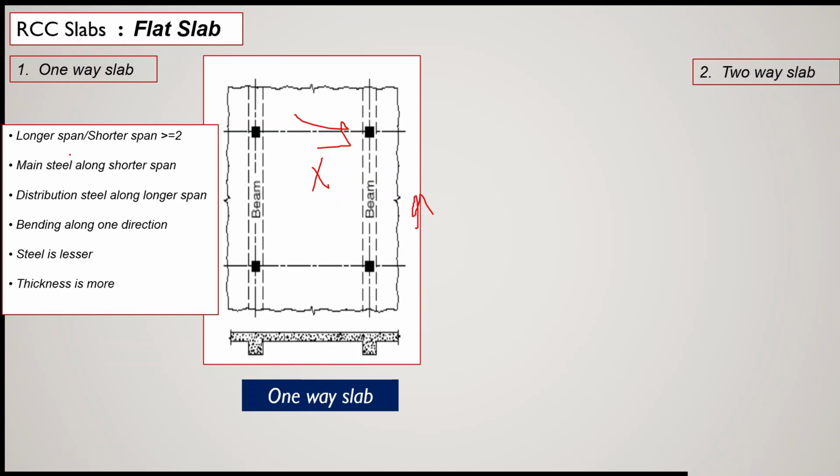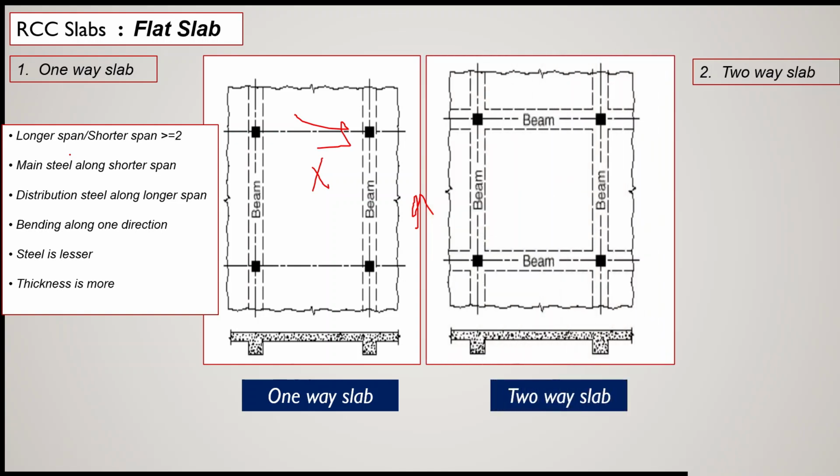Now two-way slab. This is the picture of a two-way slab. You can see here that this two-way slab is also supported on beams, but the beams are along the X as well as the Y direction. So along all the directions beams are there, and the beams are supported on columns. Ultimately, all the beams are carrying the load of the slab. So this is a two-way slab, spanning in two directions.